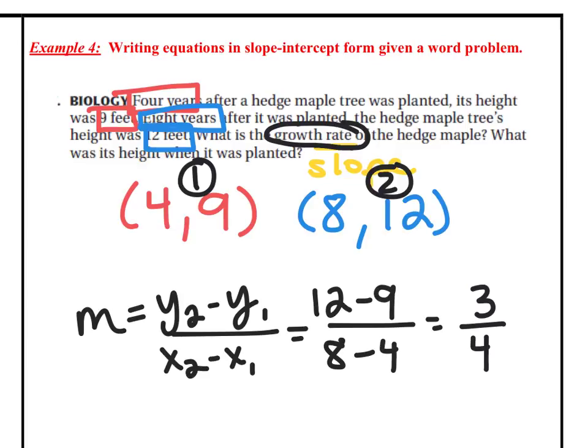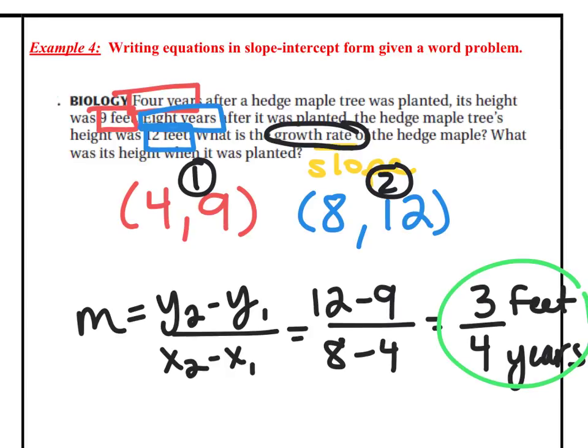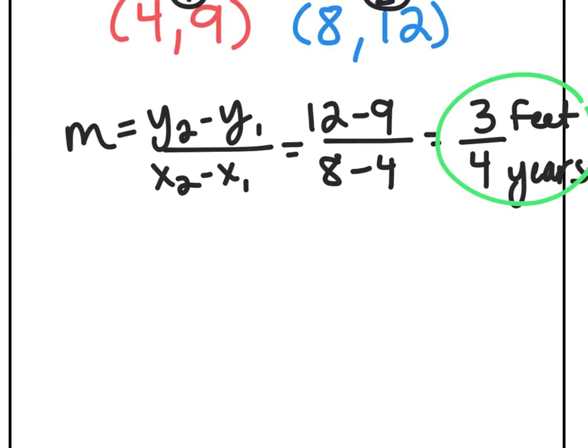I end up getting 3 over 4. So my change in y over change in x is 3 over 4. Since this is a word problem, it's probably going to be helpful to actually write what that means. The y's were my feet. So this is 3 feet. The x's were my years. So it's 3 feet in 4 years. But we are not done. So that's the first answer. And we should probably write that in a sentence. 3 feet in 4 years, or 3 feet every 4 years.